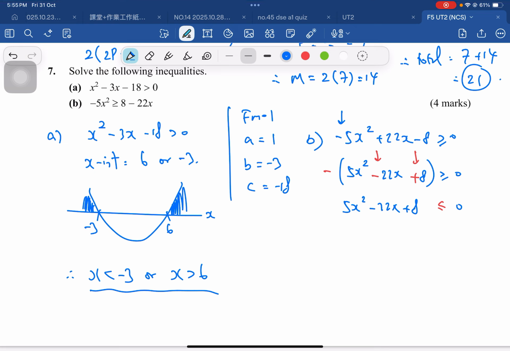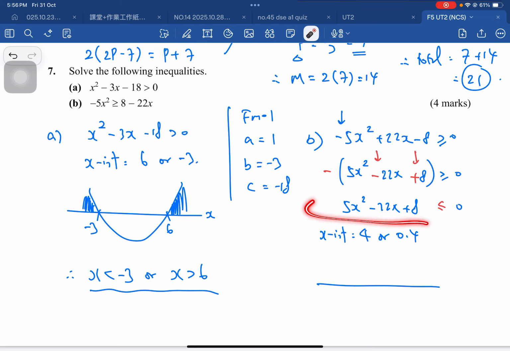And then now you can try to find out the x-intercepts. Using formula 1, like what I told in part A, you press a is equal to 5, b is the coefficient of x, which is -22, and c is the constant, which is 8. Then you can find out the x-intercepts are equal to 4 or 0.4. Then try to draw the diagram again.